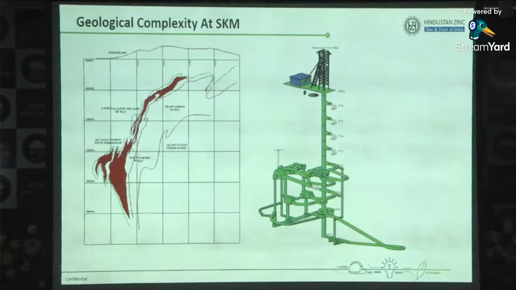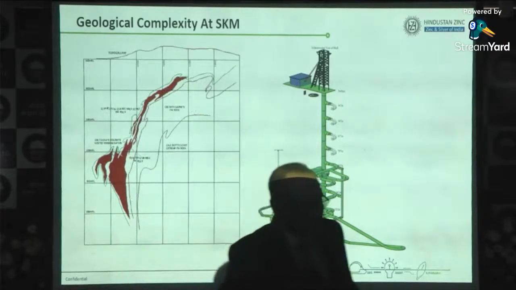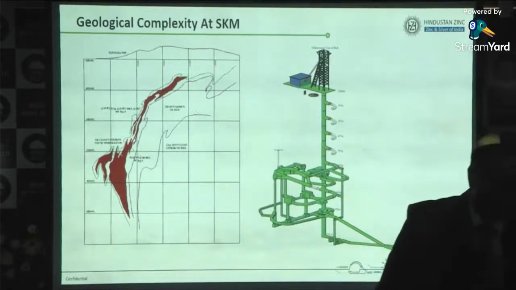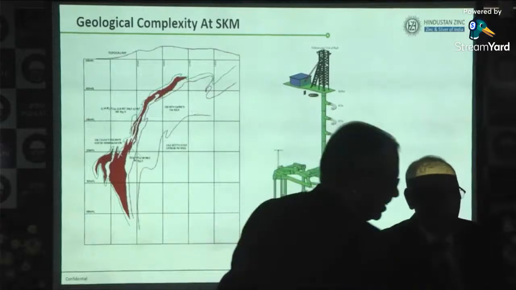Now, sir, if you talk about the RMR, in the hanging wall we have a fair range of 40 to 60. In the ore body it is good, above 60, but in the foot wall again it is lower. As I told, there is one complexity in the mine. You can see this is the dipping of the ore body.